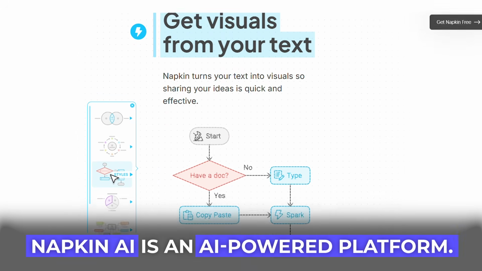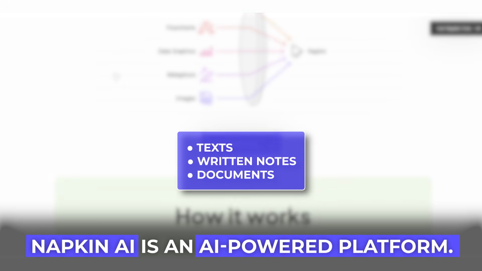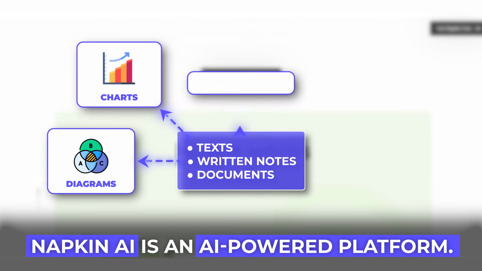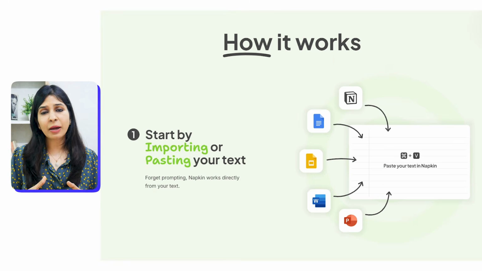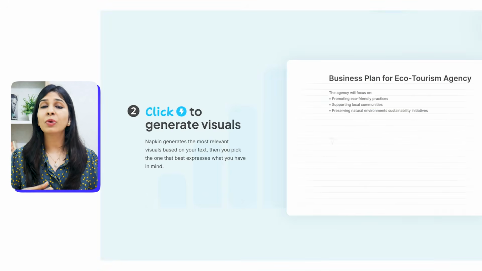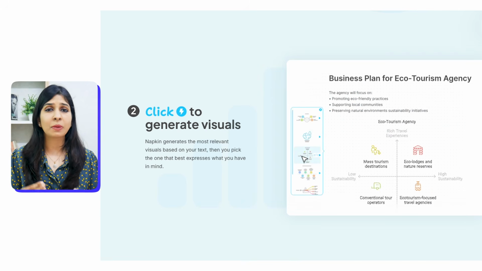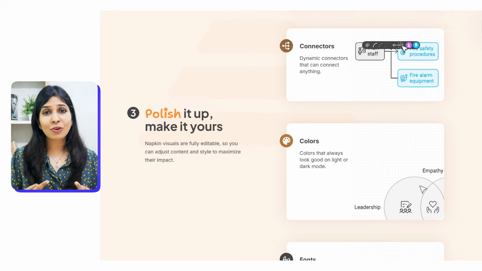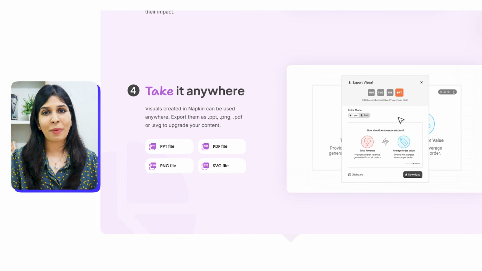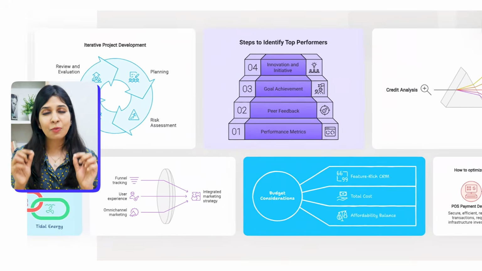Now first, let's understand what is Napkin AI. Napkin AI is an AI-powered platform that converts your text, written notes, and documents into stunning visuals such as diagrams, charts, infographics, mind maps, flowcharts, and more. And the best part is you don't need any design skills. Simply type your text or upload a file, and then Napkin will analyze the content and generate multiple visual formats across different themes within seconds. You can choose the one that you like, modify it to match your style, and then export it in whichever format that you need. With a tool like this, you can generate professional quality visuals within seconds.